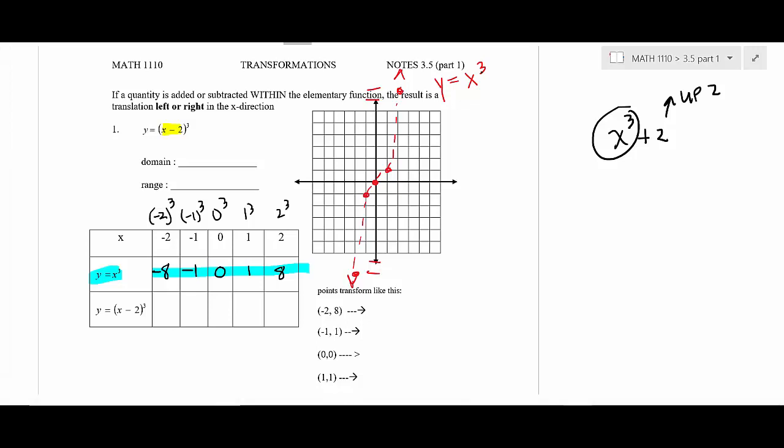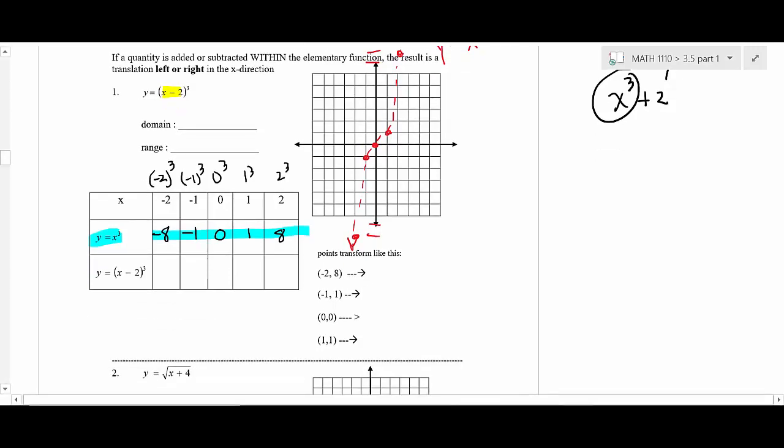Now I'm going to crunch some of these out just to show you what happens. I'm actually going to start here with x equals 0. If I plug a 0 into this function, I'd have 0 minus 2, because I want to show you how this works. I'd have 0 minus 2 to the third power. That would be negative 2 to the third power, so that's negative 8. So I'm going to put that there.